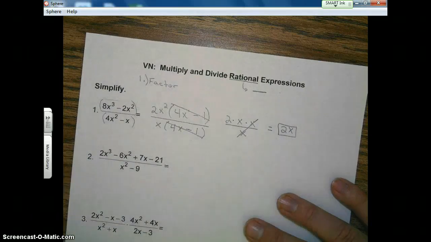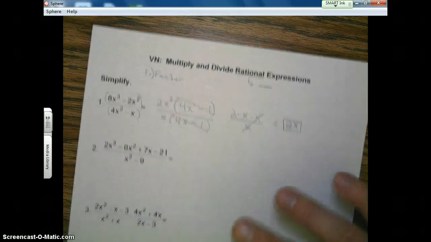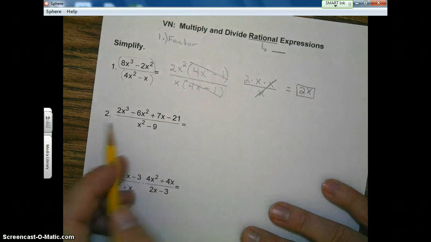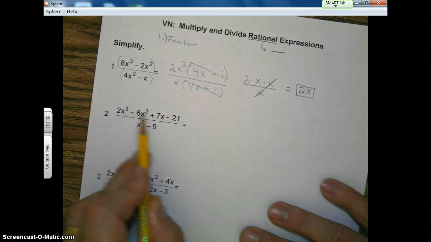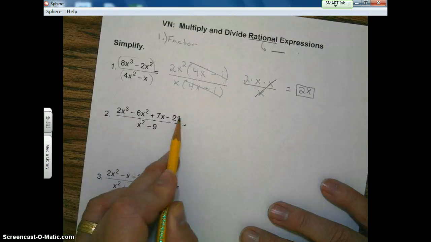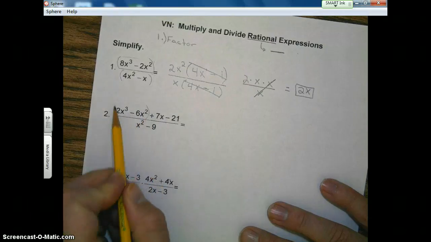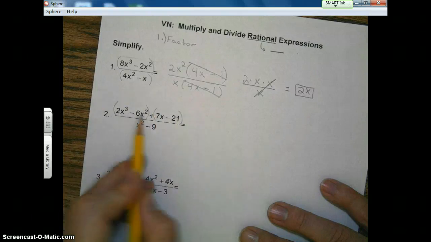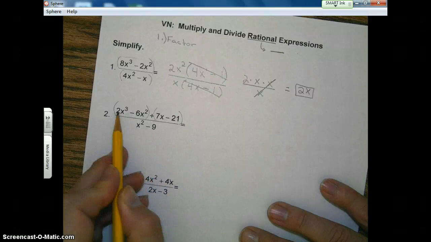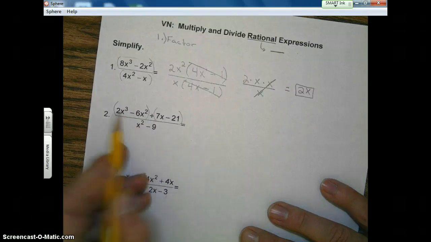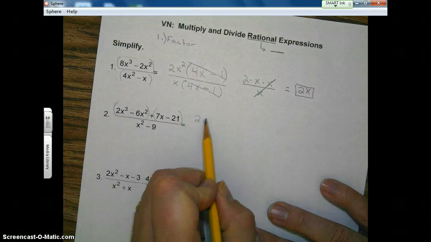If there's something you don't understand on the notes, please be sure to ask me in class on Tuesday when we get back. Okay, let's take a look at number 2. You might be thinking, whoa, how do I factor that? Well, remember factoring by grouping. So we're going to group the first 2 together and the last 2 together. I'm going to factor out a 2 out of these 2 terms, and an x squared out of these 2 terms.